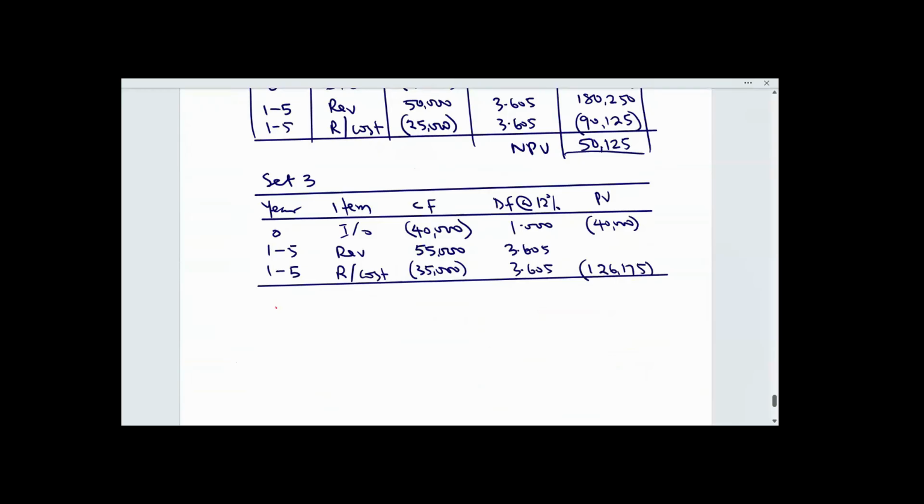55,000 multiplied by 3.605 is 198,275. 198,275 minus the rest, minus 166,175. That's 32,100.